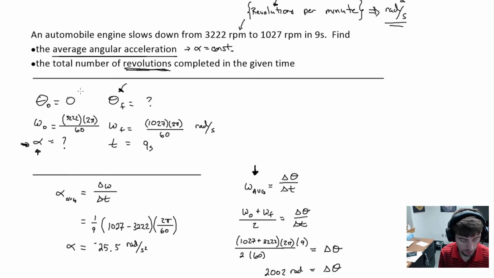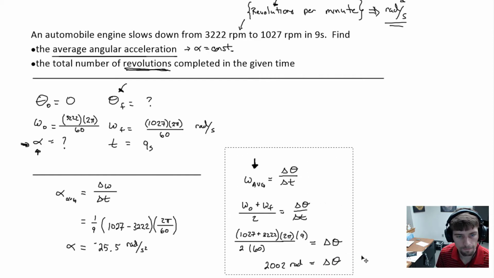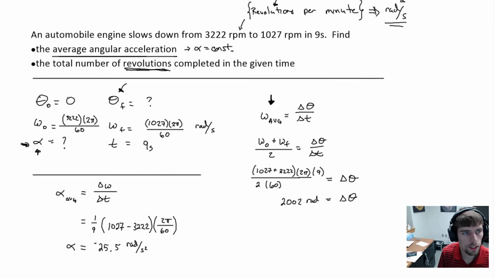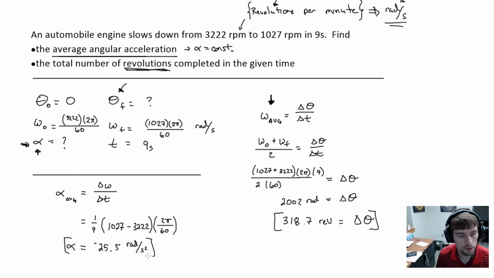That's not too hard. I've got a conversion factor, 2 pi. So at the end of the day, and I'm sorry, I'm running out of space. Let's shift that up a little bit. So at the end of the day, what I have is 318, depending on how many decimal points you want to keep, I'll say 0.7 revolutions equals my change in theta. So there's our two answers again.